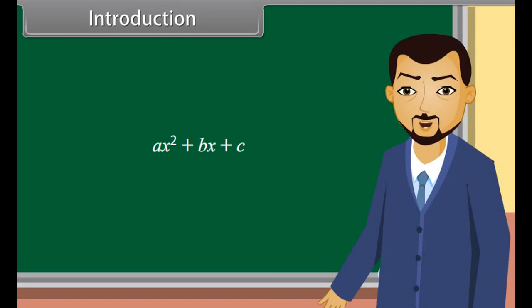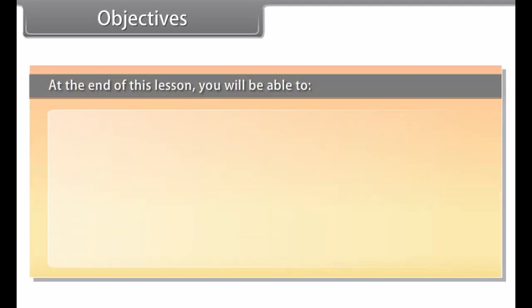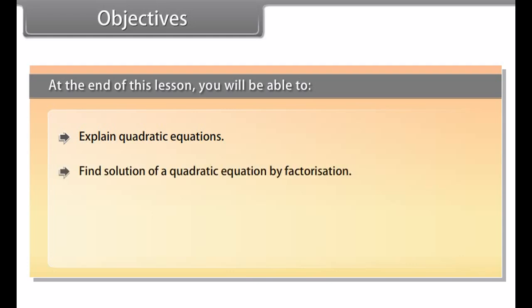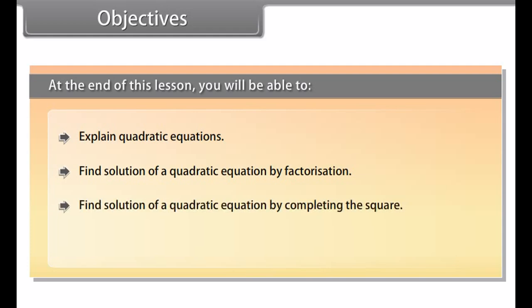When we equate this polynomial to 0, we get a quadratic equation. Today we will learn about quadratic equations. Objectives. At the end of this lesson, you'll be able to explain quadratic equation, find the solution of a quadratic equation by factorization, find the solution of a quadratic equation by completing the square, and explain the nature of roots.